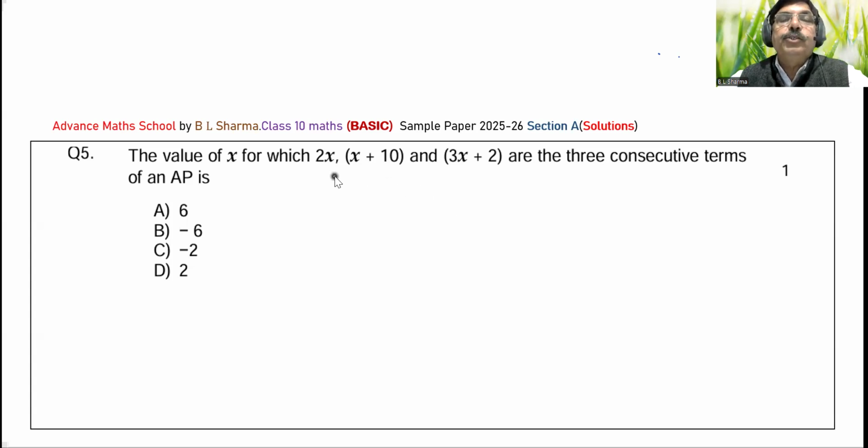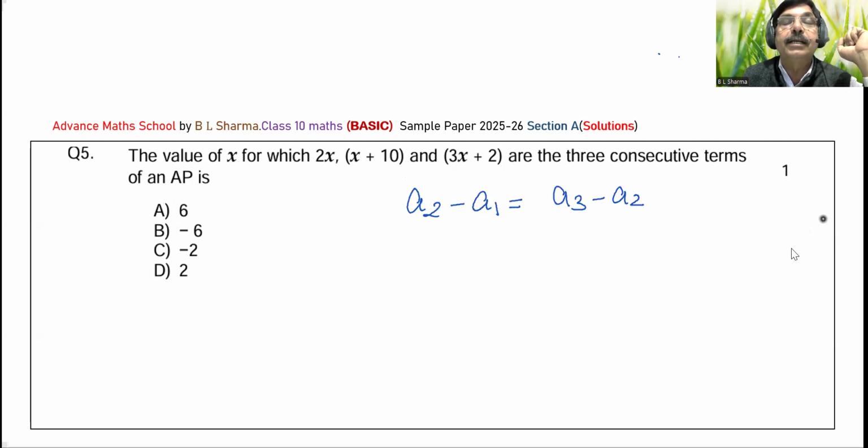The value of x for which 2x, x plus 10 and 3x plus 2 are the three consecutive terms of an AP. किसी भी अर्थमेटिक प्रोग्रेशन के जो 3 कंसेक्यूटिव टर्म है, तो इसका मतलब ये हुआ कि कॉमन डिफरेंस सेम होना चाहिए. What is common difference? The difference between two consecutive terms, that is the common difference. Means second term minus first term, that is common difference, should be equal to third term minus second term, that is also common difference. सेकेंड टर्म में से फर्स्ट टर्म का जो डिफरेंस होगा वही डिफरेंस थर्ड टर्म और सेकेंड टर्म का होना चाहिए.